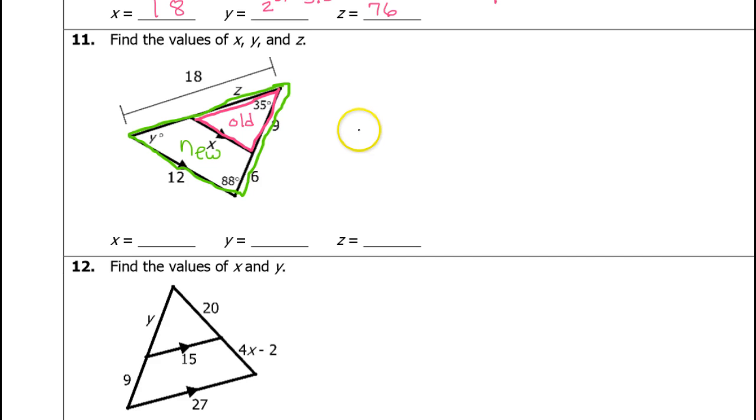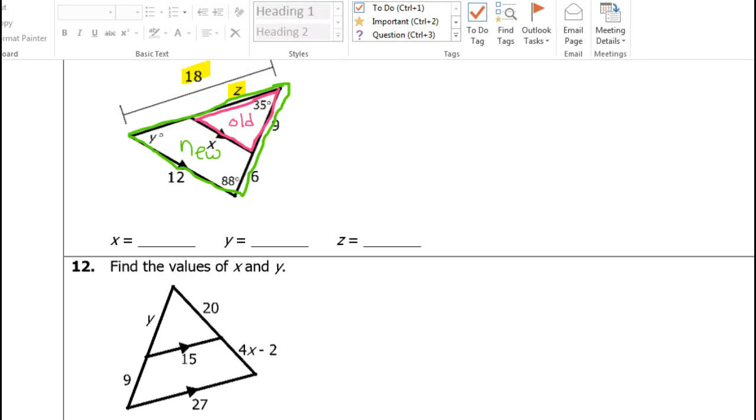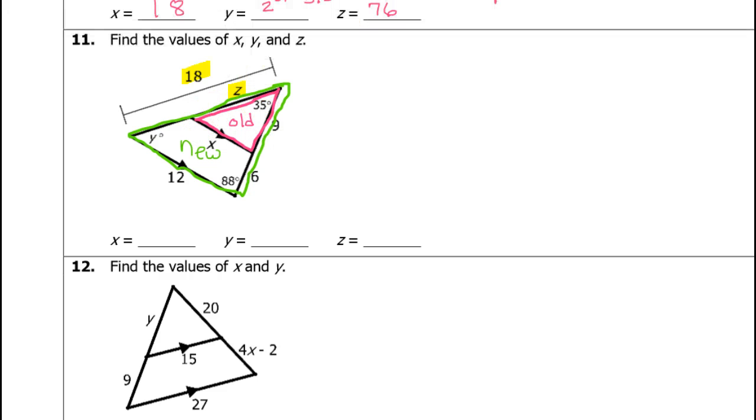So now I need some fractions. Let's see. New over old. Well, if I look at these numbers right here, the 18 and the z, those are actually corresponding sides. 18 is the new and z is the old. So that's one fraction that I'm going to have. It's going to be 18 over z.